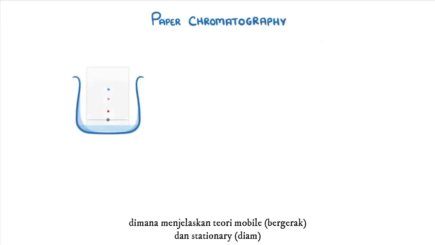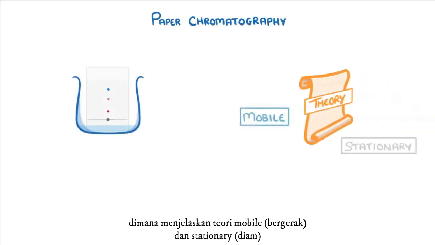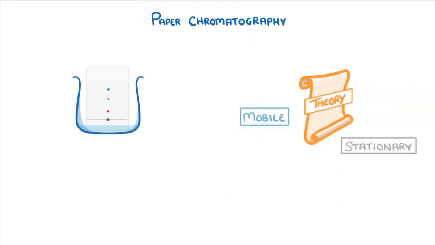In today's video, we're going to talk about paper chromatography. We'll take a look at how it's done, explain the theory behind it, like what the mobile and stationary phases mean, and also show you how to calculate RF values.